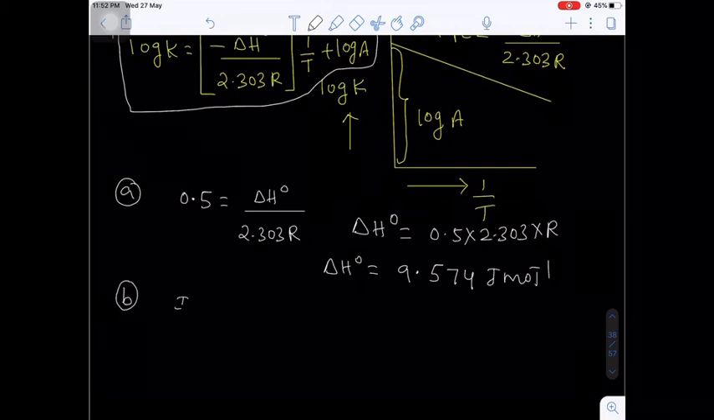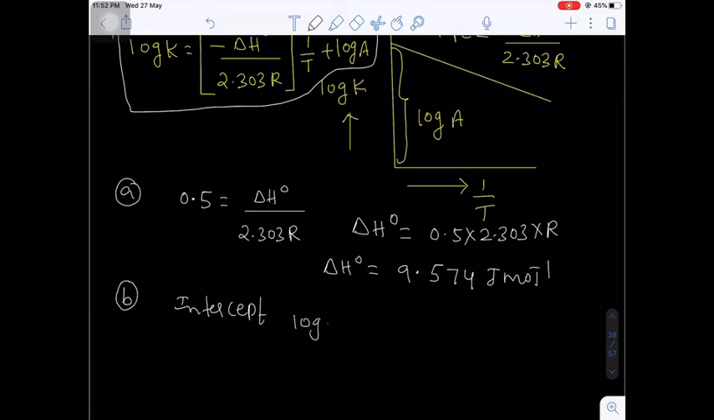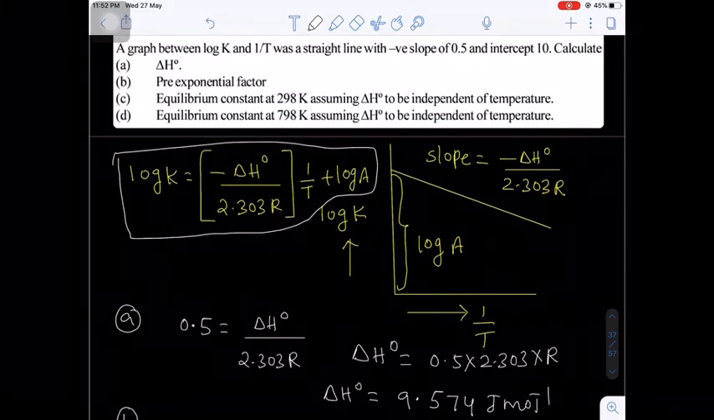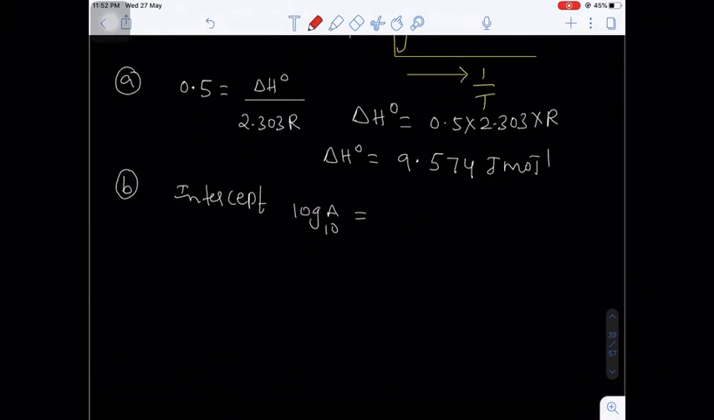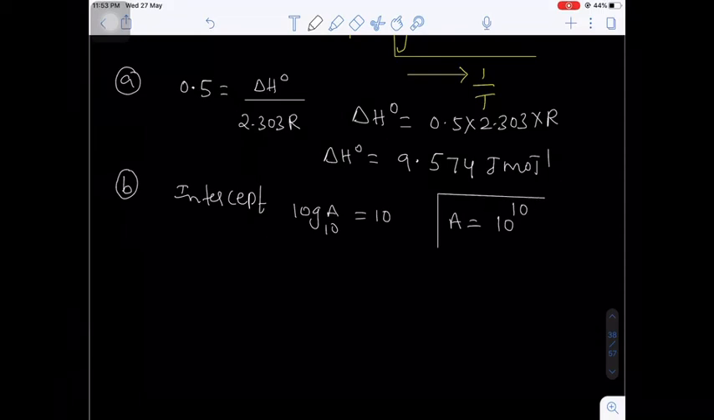Now the second question, intercept. What is the intercept given here? Log A to the base 10 is given to you. How much intercept is given in the question? The intercept is 10. So I am writing the intercept value 10. From here A is equal to the antilog, so 10 to the power 10. 10 to the power 10 is the pre-exponential frequency factor. This is the second question.